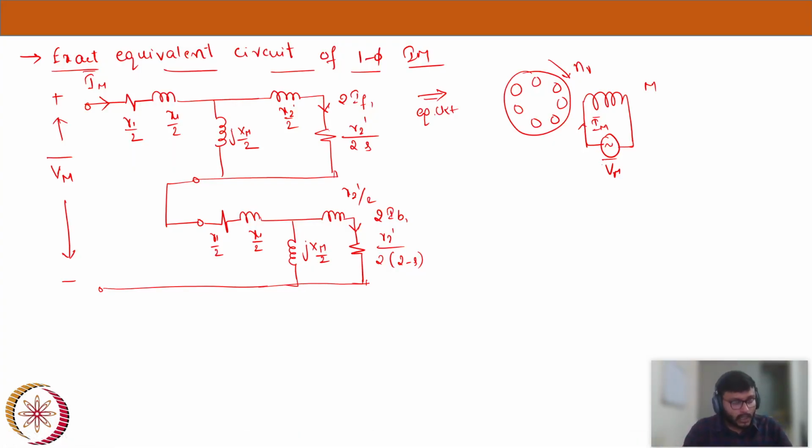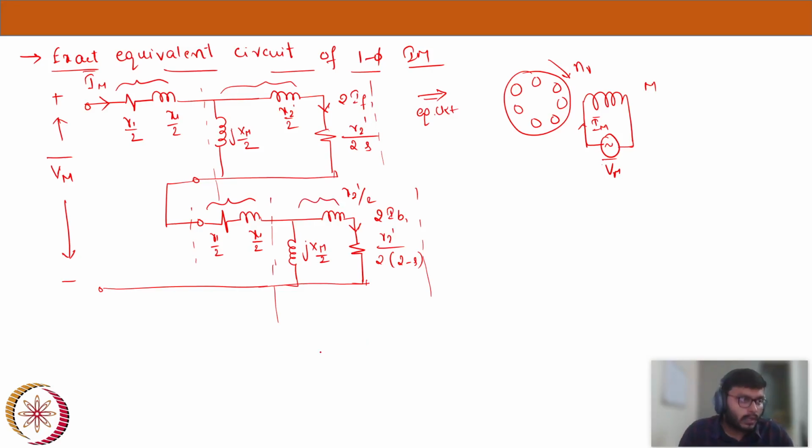So what do you see now? This particular branch is a parallel branch, and then there is R1 by 2, X1 by 2 in series with a parallel branch, and that is in series with this particular R1 by 2, X1 by 2, and that is in series with another parallel branch. So there are two parallel branches and four components in series, R1 by 2 and X1 by 2. So these two are in series with these two, and also in series with these two parallel branches.